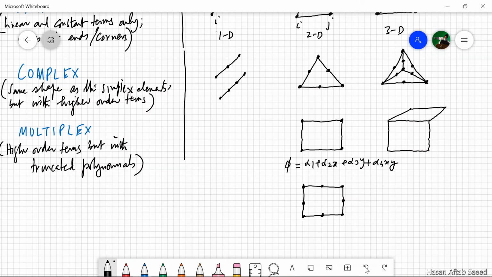Now when it comes to 3D, a manifestation of the multiplex element will be something like this. It's called a hexahedron. It has 6 faces. This is also called brick element for obvious reasons. Now this has corner nodes. You can verify for yourself that you need to truncate some of the terms of the polynomial in order to accommodate these 8 nodes.